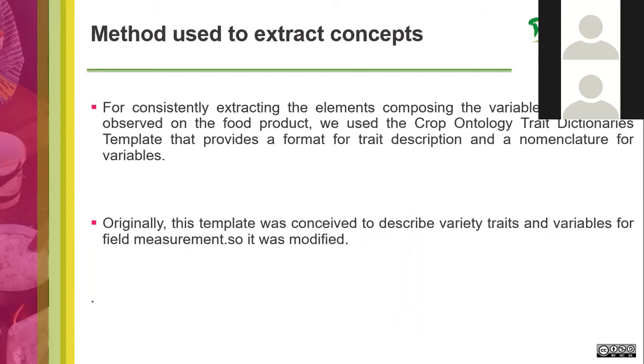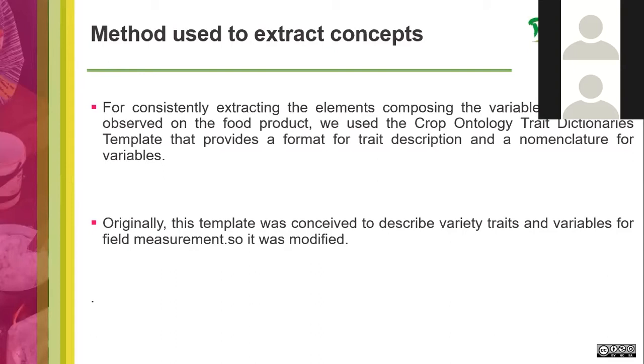Now we're looking at the methods we used to extract these concepts. For consistently extracting the elements composing the variables measured or observed on the food product, we used a template from the crop ontology. This template provides a format for the trait description and a nomenclature for the variables. But we have to appreciate that this template was originally conceived to describe variety traits and variables for field measurements and not for food products.